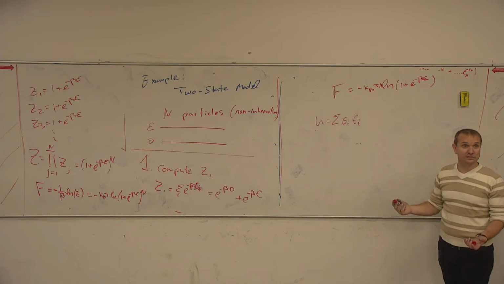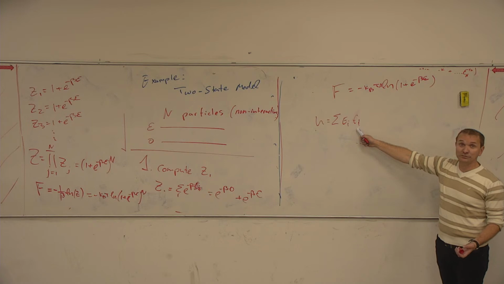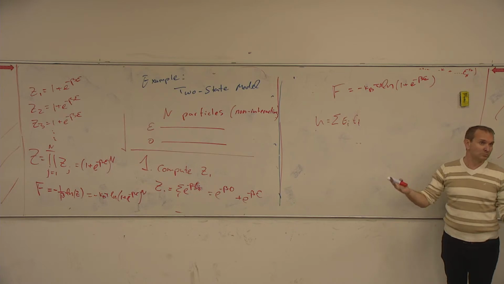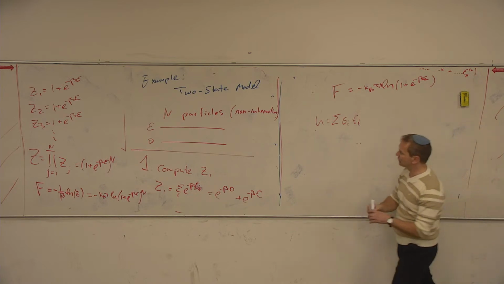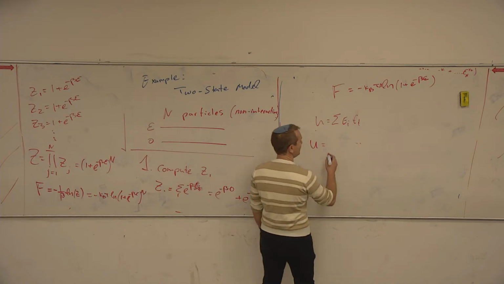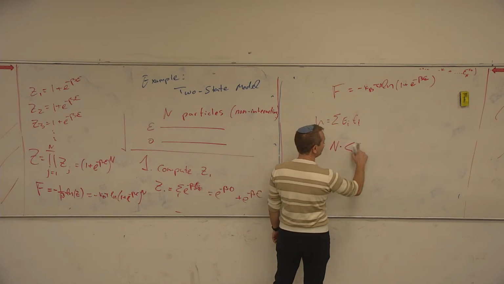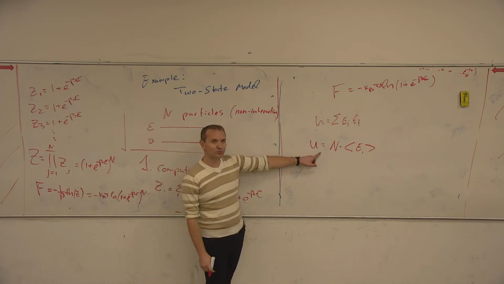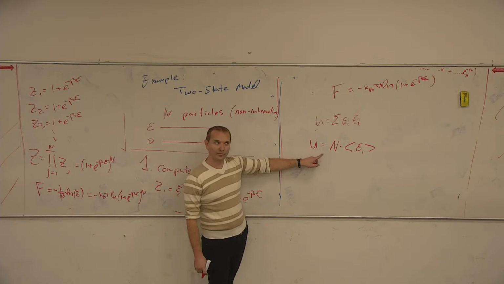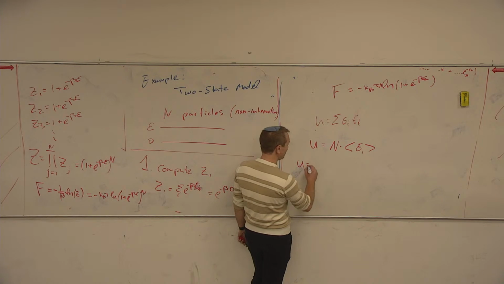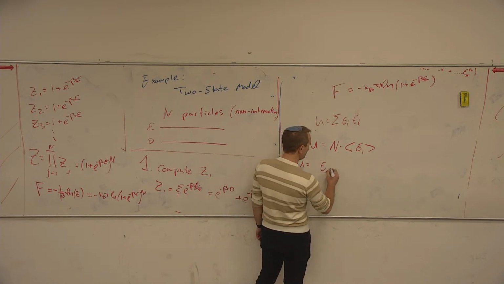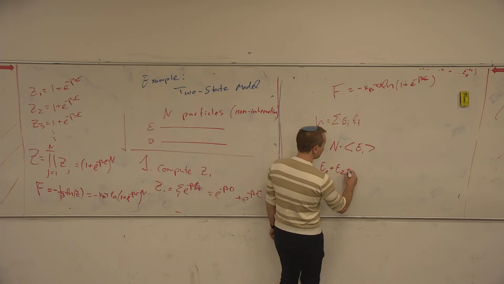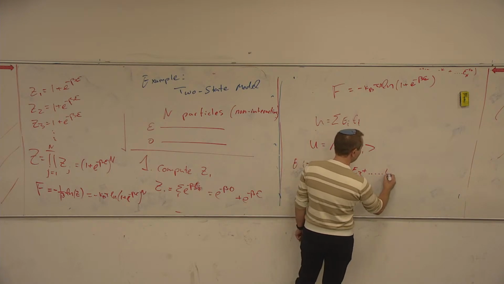I can do this, right? This is the general definition. Now, in our system, it's even simpler. The particles are not interacting. So U is N multiplied by the average of E1. Do you understand where I'm getting this formula from? What is U? Let's assume the total energy E is E1 plus E2 plus E3 plus up to En.